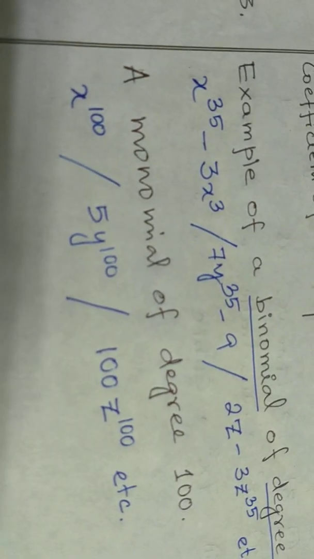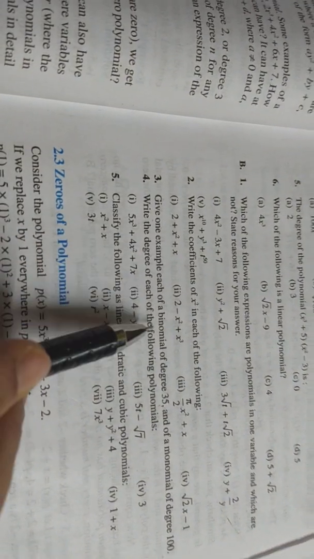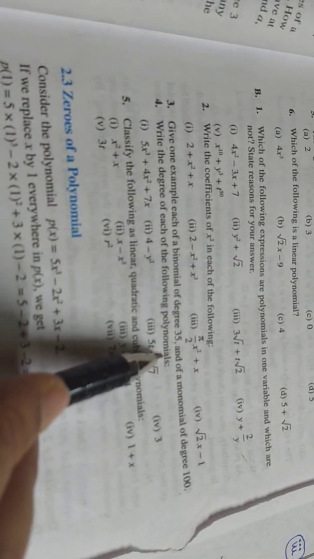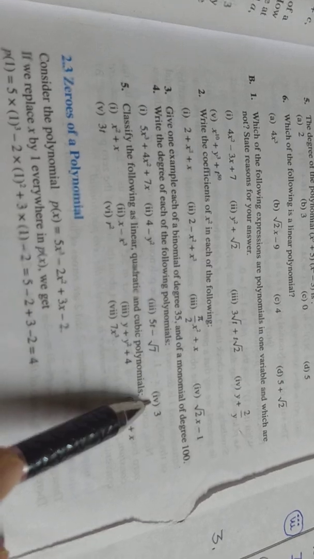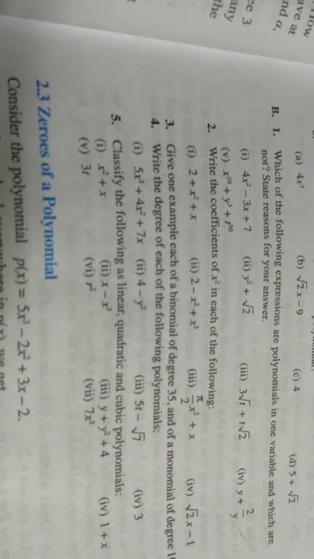Okay, next, question number 4. Write the degree of each of the following polynomials. Here 4 polynomials are given, and we have to write the degree. Now come to the solution.